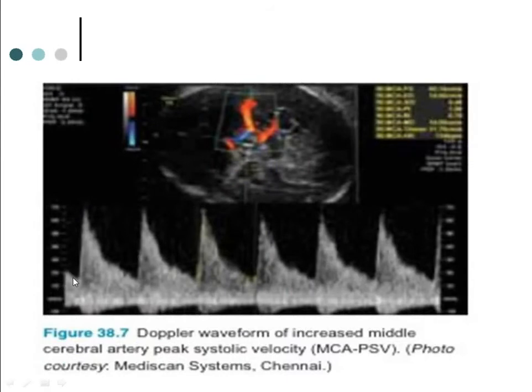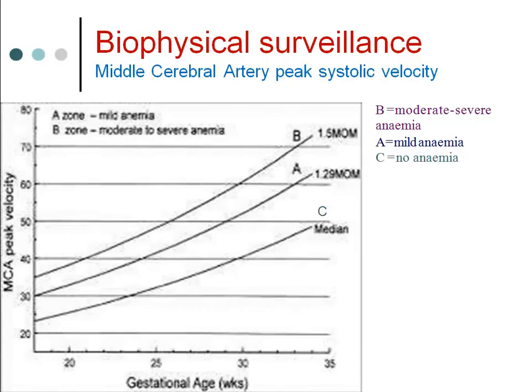With the help of this Doppler study, you see this sort of waveform. See, this is the systolic and diastolic velocity. So with the help of this Doppler waveform, you can find out, and then you make a chart.